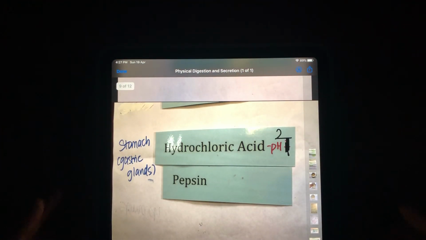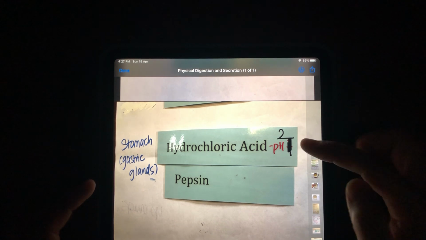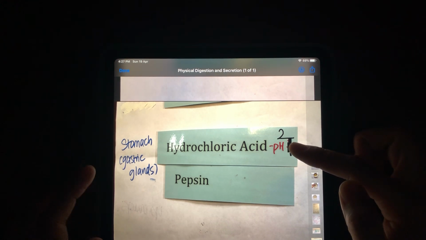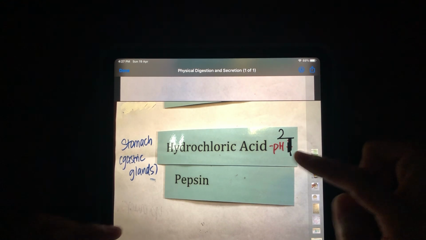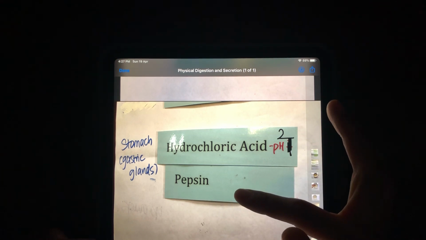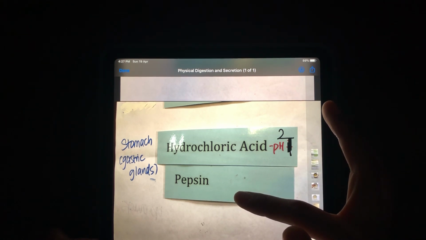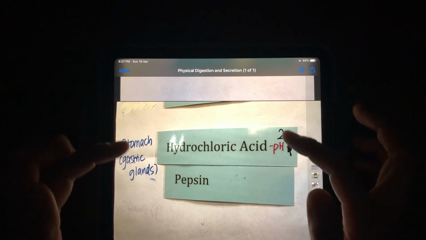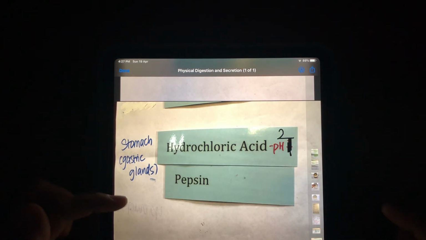The stomach secretes hydrochloric acid, which gives the stomach a pH 2. And this is the optimum pH for pepsin, which is a protease to act on proteins. So these two originate from the gastric glands in the stomach.